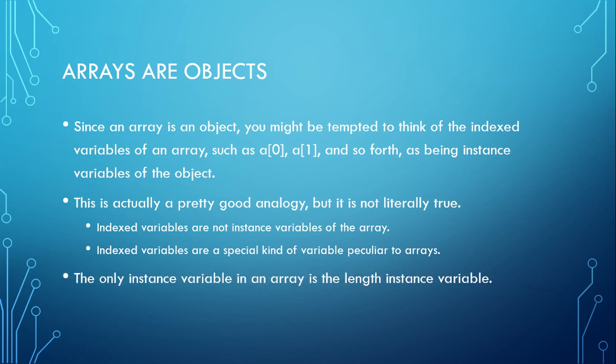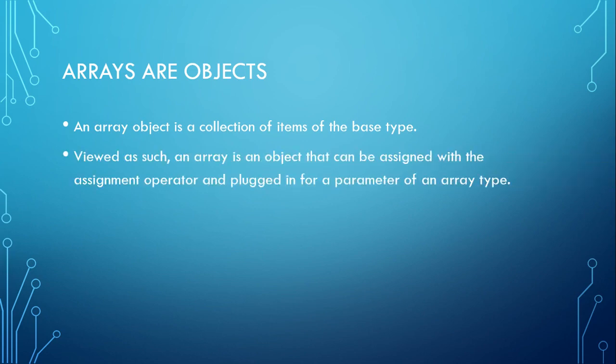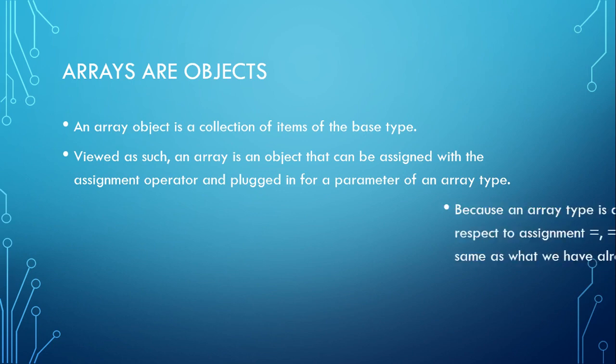In fact, there's only one instance variable in the array, which is the length instance variable, which we've talked about back in 6.2. Otherwise, we don't have any other instance variables. You can't go and create a private int or private double or anything like that. Now, an array object is a collection of items of the base type. So whatever your base type is, if you recall, that's like int, double, String, or a class type. Viewed as such, an array is an object that can be assigned with the assignment operator and plugged in for a parameter of array type.